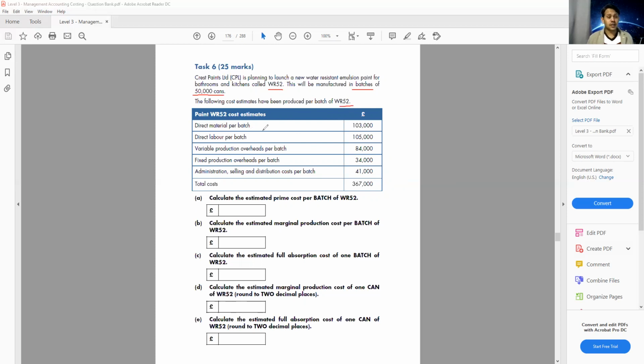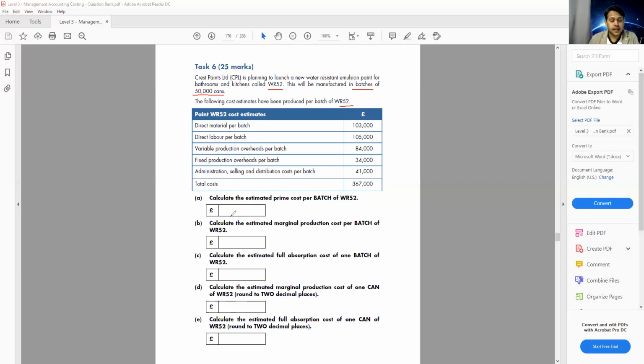Let's have a look at this one. Direct material per batch. So it's my direct cost. Direct labor per batch, that's my cost for the whole 50,000. Variable 84,000, fixed 84, admin, selling, distribution 41. That's my total cost. That's fine, there is no problem for that. Let's look at what is the requirement.